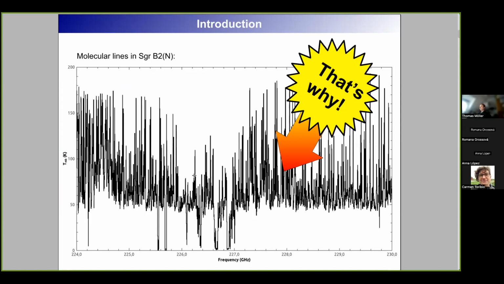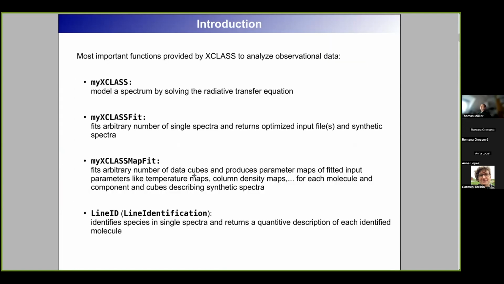other things. So the most important functions from XCLASS, in addition to some other functions, are the myXCLASS function itself. It's just a function to create synthetic spectra. There is the myXCLASS fit function to fit single spectra. You have the mapFit function to fit entire data cubes, not one data cube, but you can fit as many as you like. And there is the line ID function, which identifies species in a given spectrum and returns a quantitative description of each of these identified molecules.